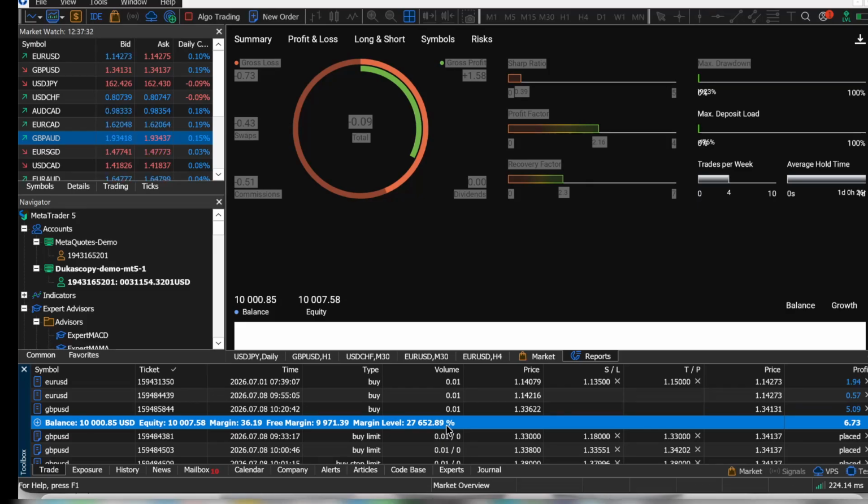And that's pretty much what you need to know about checking your margin level in MetaTrader 5. Taking the time to regularly review these numbers can make a big difference in how you manage your trading account.